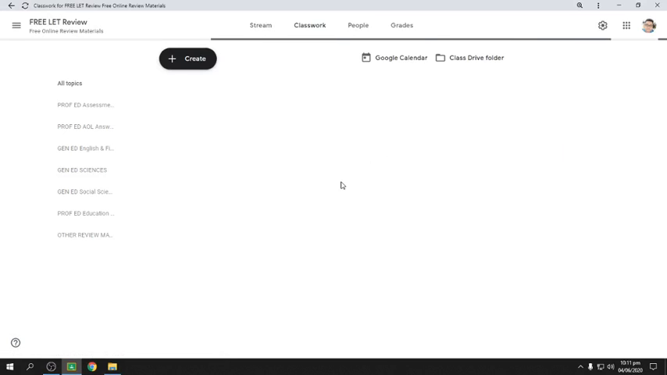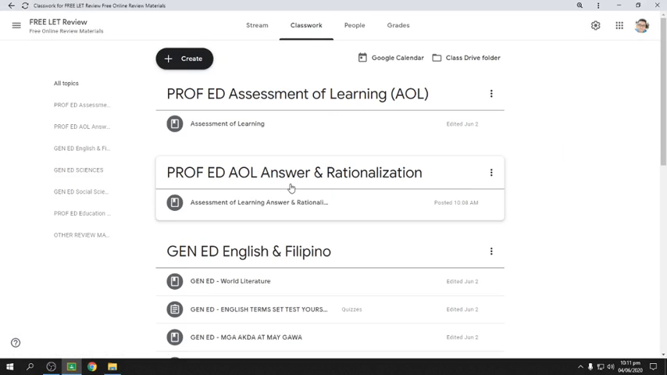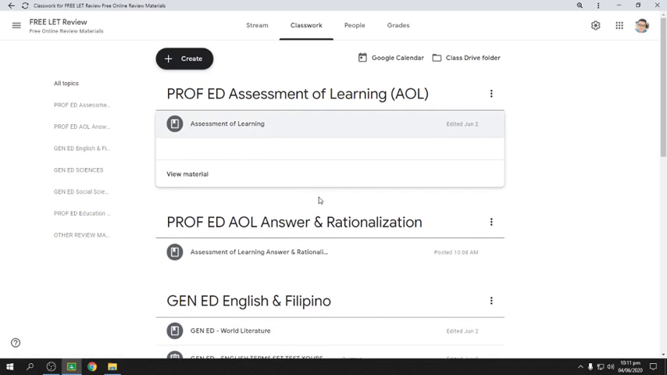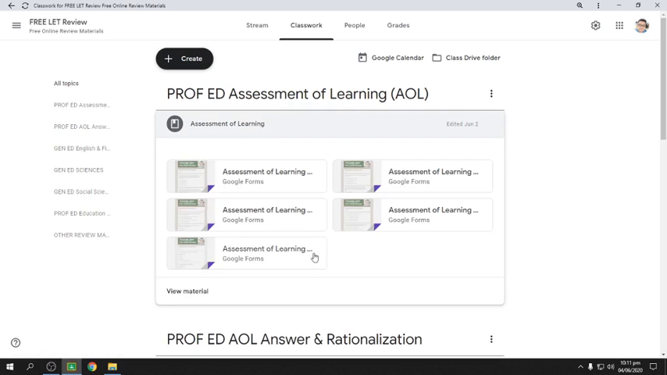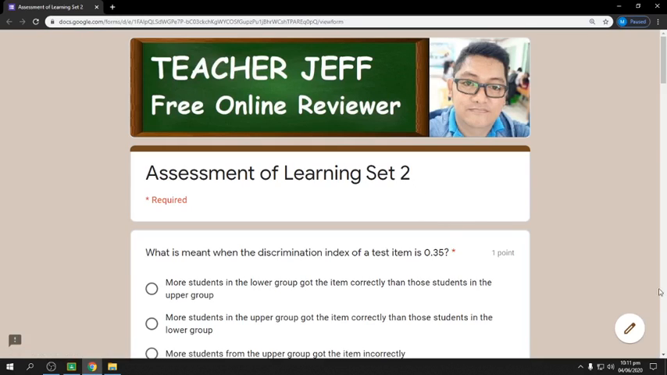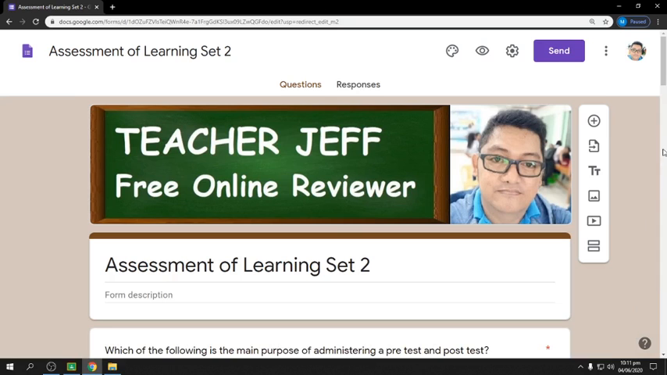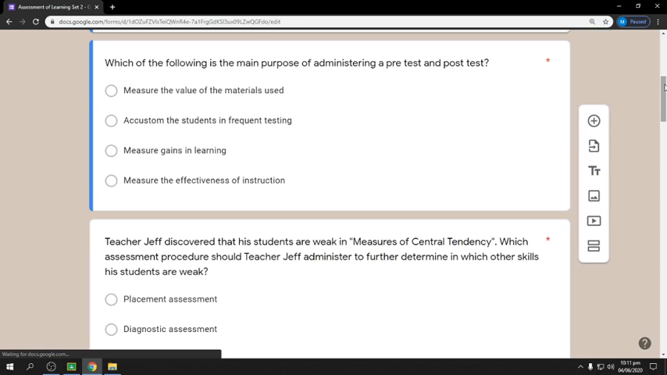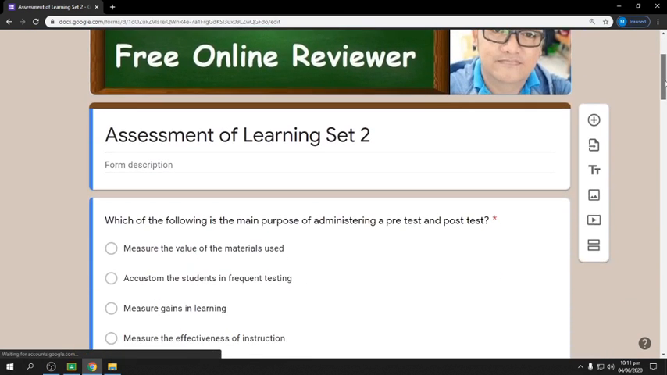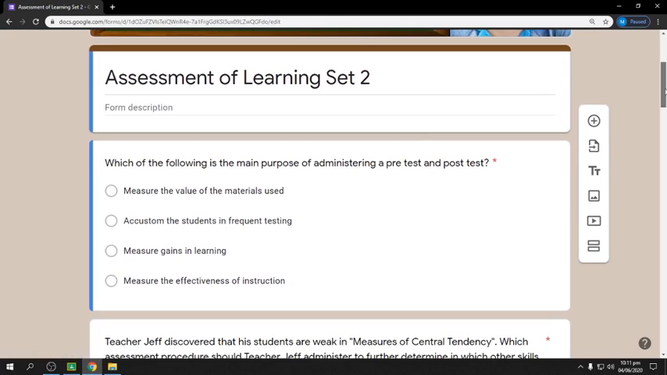Now let's begin. Our topic for today is the second part of assessment of learning. Let me show you how we access this one. Assessment of learning set 2. We will be reading the questions and also the options, and we will figure out what would be the best answer for each question.